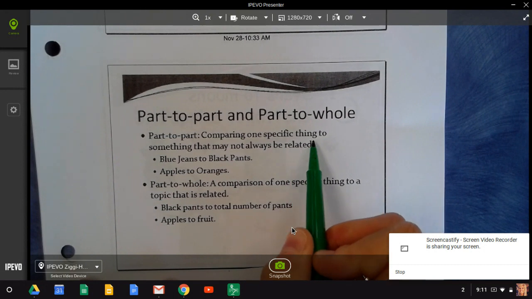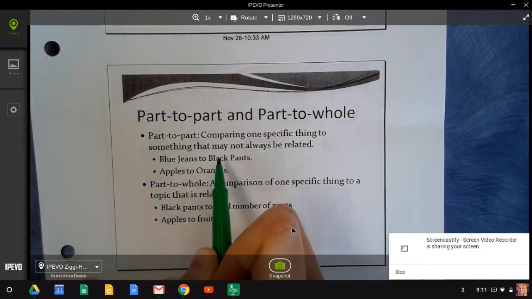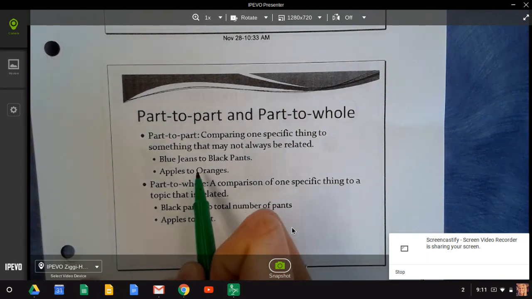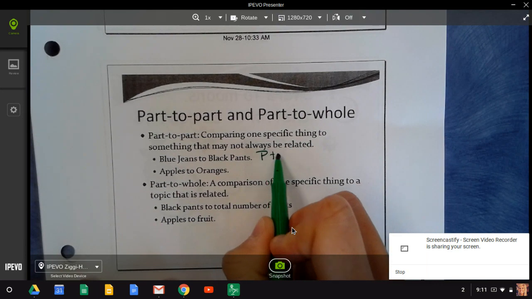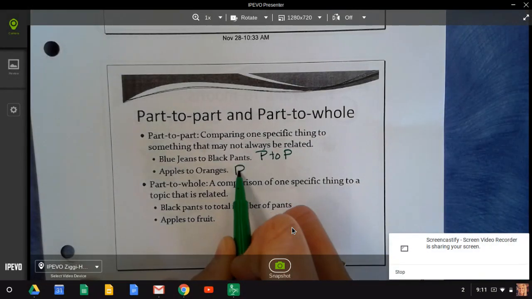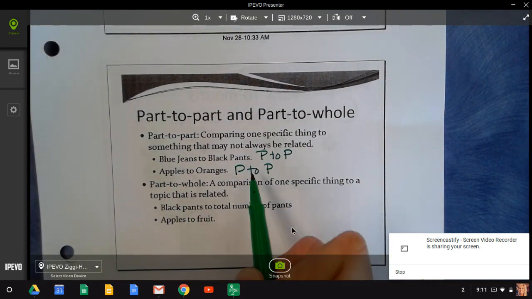Part-to-part is comparing one specific thing to something that may not always be related. For example, blue jeans to black pants or apples to oranges. These are part-to-part comparisons. So I'm just going to write part to part. I'm doing P to P, which is part-to-part. I'm comparing the apples to the oranges.